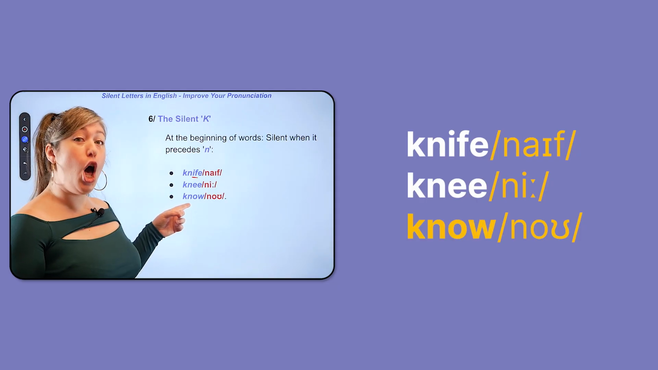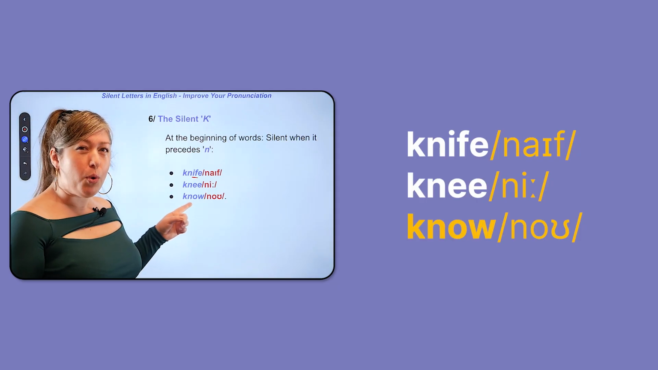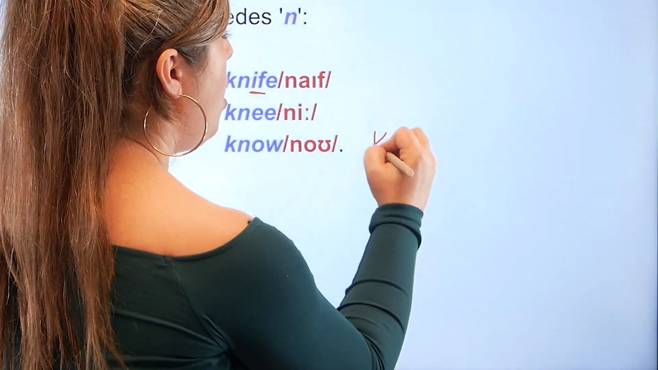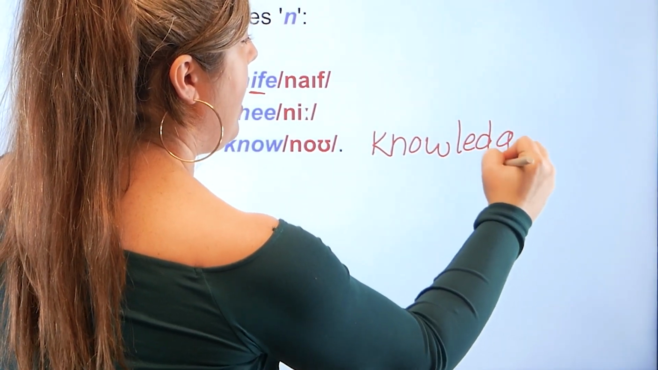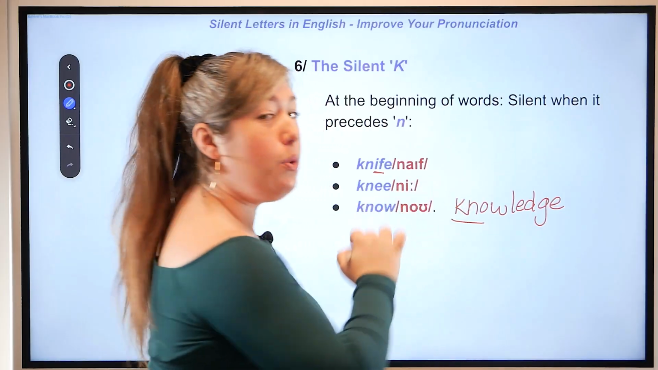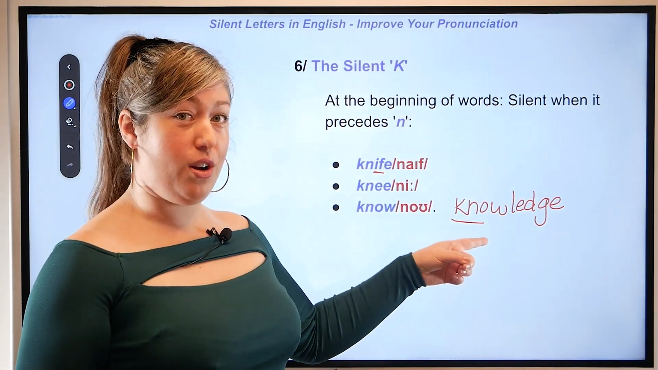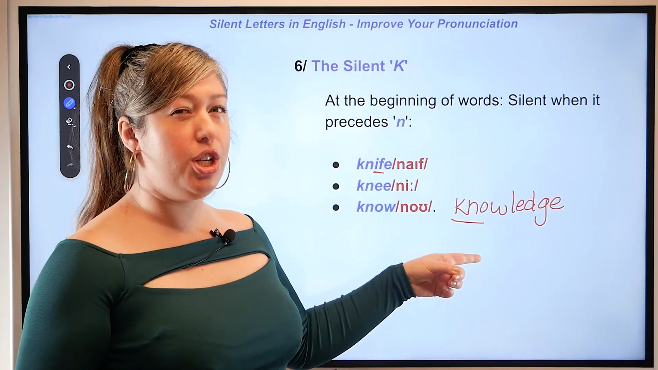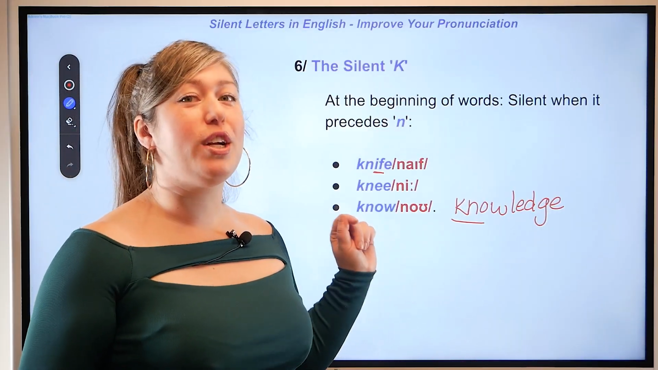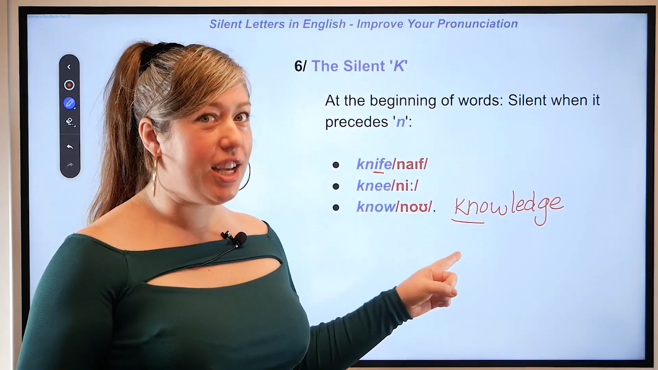And this one, no. This one's really important because if you know that the K is silent, then you will never pronounce this word incorrectly. You know that this is knowledge, not knowledge, knowledge. I'm helping improve your English pronunciation, knowledge.